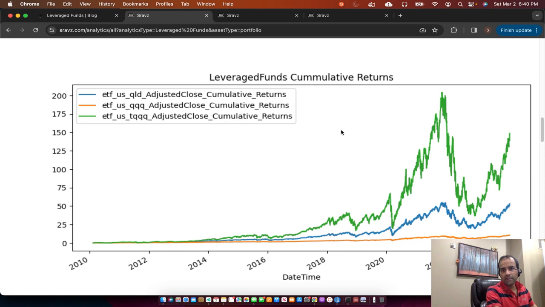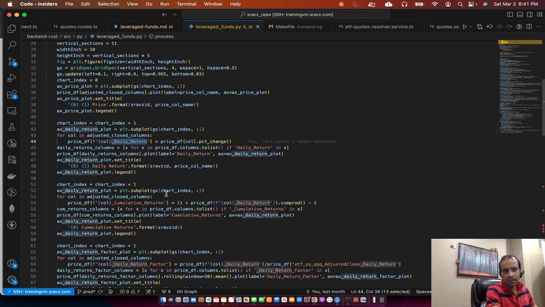Now we go to the leveraged funds cumulative returns. The cumulative returns of TQQ is 3 times of QQQ, and QLD is 2 times. So if we look at the plot, TQQ is here, and the cumulative return is much higher because we compound. Since it's compound returns, every day TQQ returns 3 times of QQQ. So if you take the cumulative effect, it's much higher than QQQ. And that analysis is done using cumulative returns.